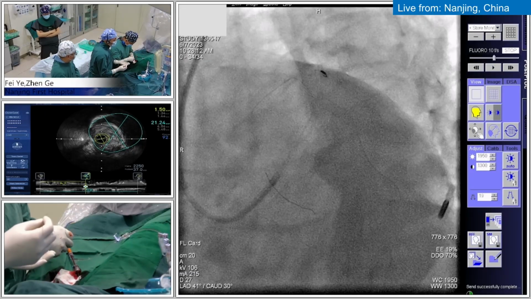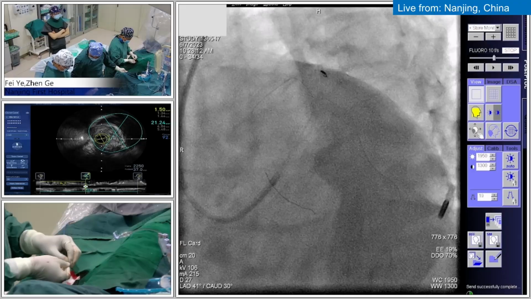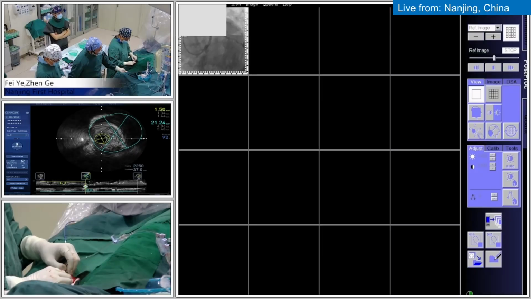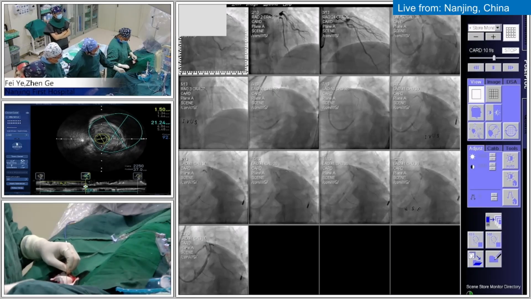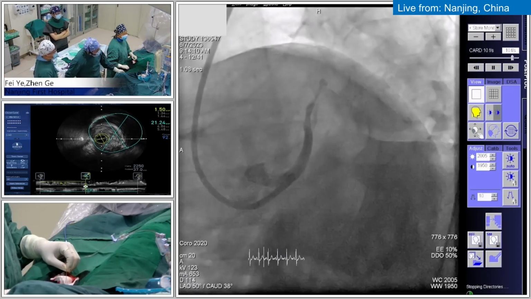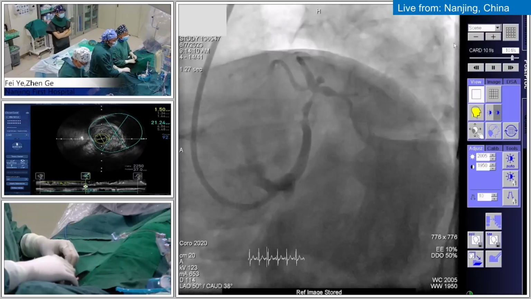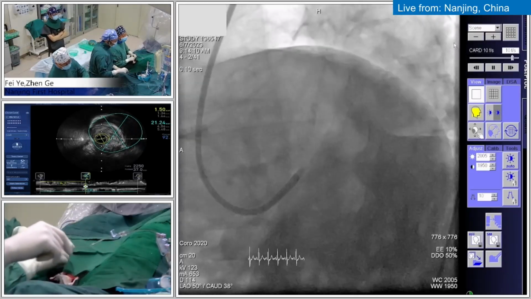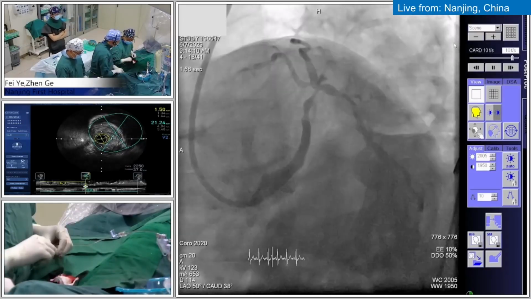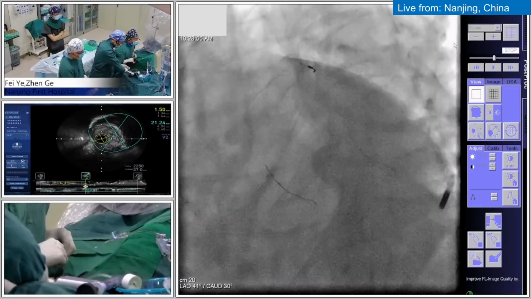Could you show the original spider view to compare with the final result? Original. So in the final result, we can see the flow is very, very good, and we cannot see any influence on the ostial ramus and circumflex.